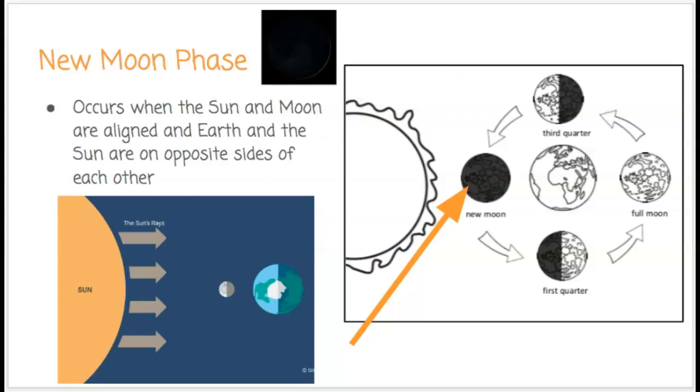So the new moon phase occurs when the sun and the moon are aligned and the earth and sun are on opposite sides of each other. So we have the sun and the earth, and then the sun's rays are shining here. So we see this dark side from Earth. We see what we call the dark side of the moon. Again, on opposite sides of each other with the moon in the middle. So in the cycle of moon phases, the new moon is here, and it is the first phase.